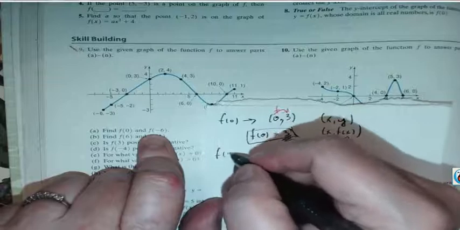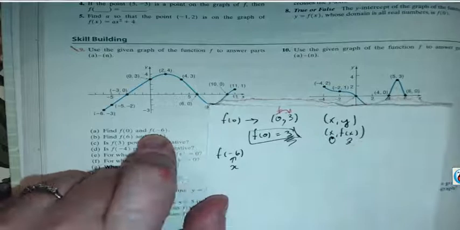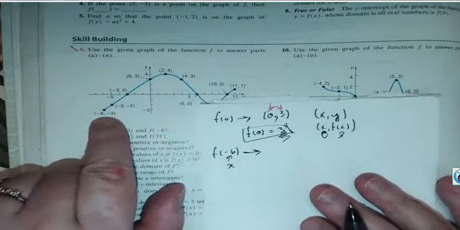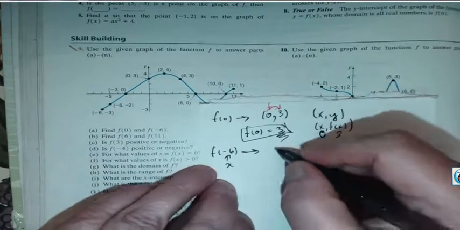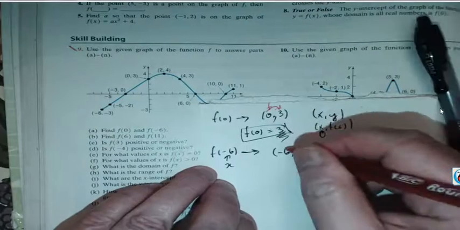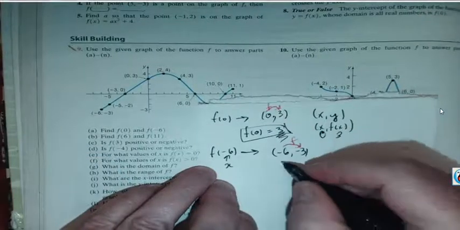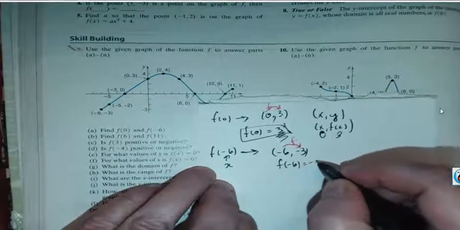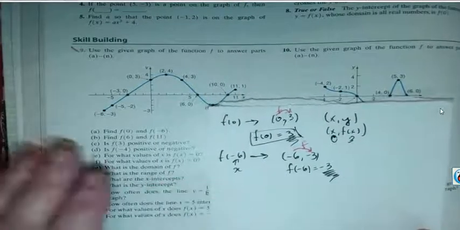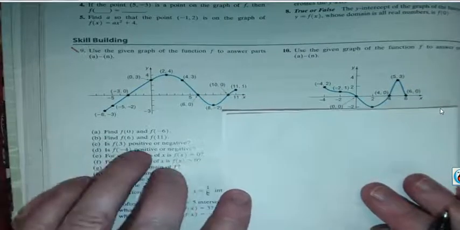What's f evaluated at negative 6? Well, the process is you look for the point whose x-coordinate is negative 6, and the y-coordinate will be f of negative 6. So we can see that negative 6 comma negative 3 is on the graph. And so what does f do? It maps the x-coordinate into the y-coordinate. And so f evaluated at negative 6 is equal to negative 3. And the answer is negative 3. Okay, I'm not going to do part B. Let's look at C. You should know how to do part B.